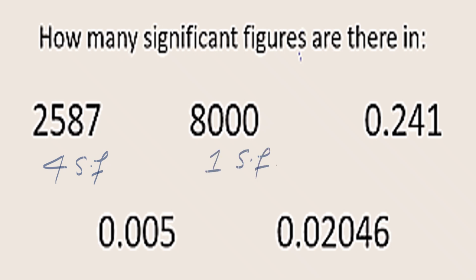Now next, 0.241. So first non-zero, so 1, 2, 3. So my answer will be 3 SF. Now next, 0.005. So the first non-zero is 5. So only 1 SF. Now next, 0.02046. So first non-zero, 1, 2, 3, 4. So total is 4 SF.